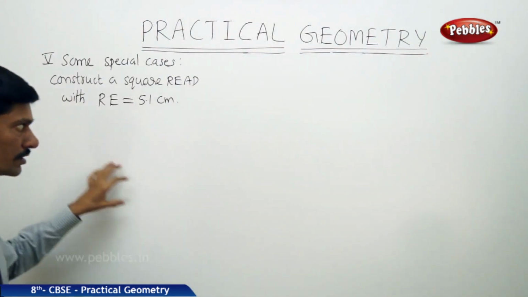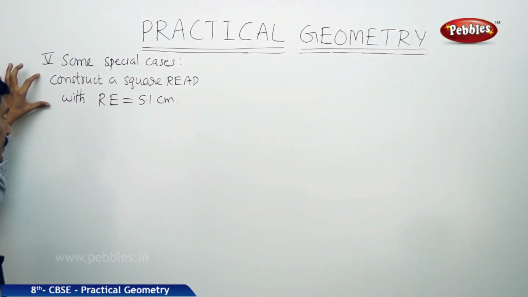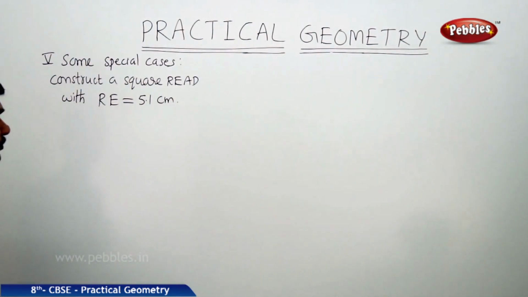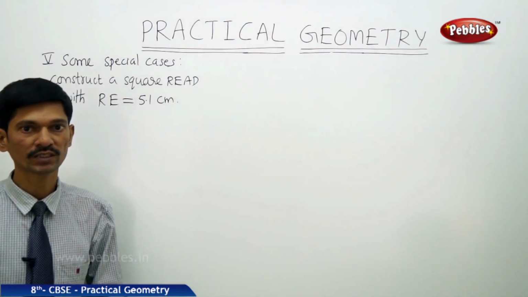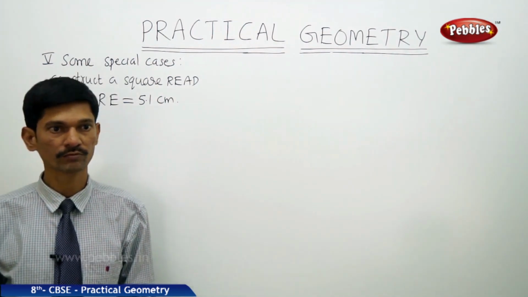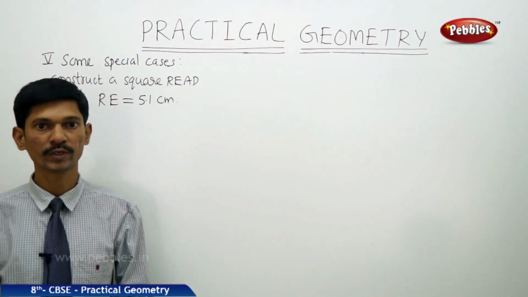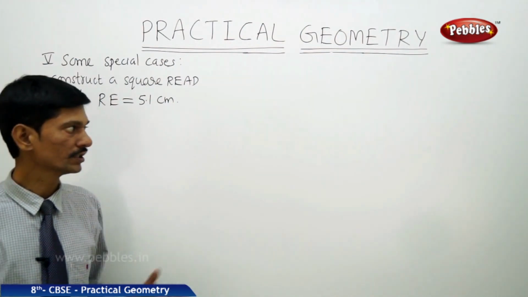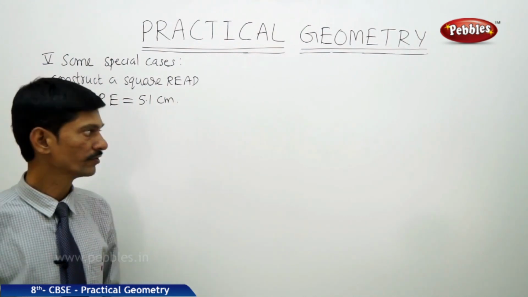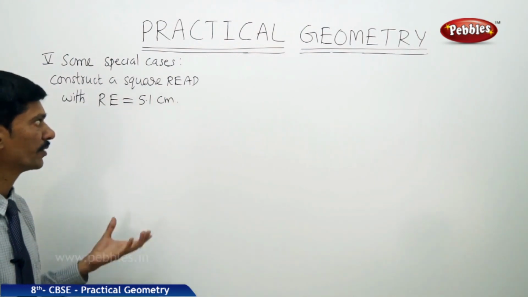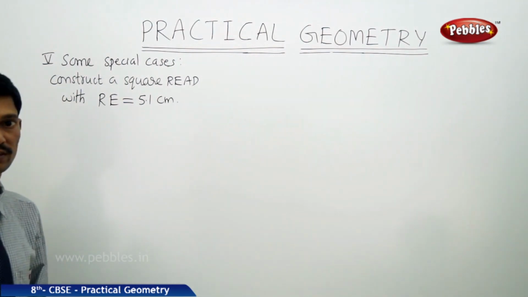Now let us take the next constructions of quadrilateral. So that is some special cases. So how many minimum measurements are required to construct a quadrilateral? We know that minimum 5 measurements are required. But is there any quadrilateral which we can construct with measurements given less than 5?